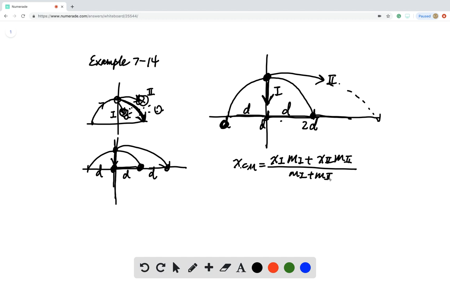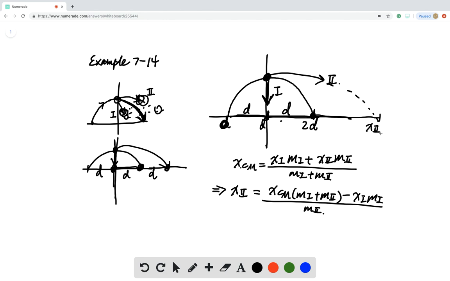And from this, we know that x2 equals x center of mass times m1 plus m2, minus x1 m1, over m2. Okay, so this is x2.